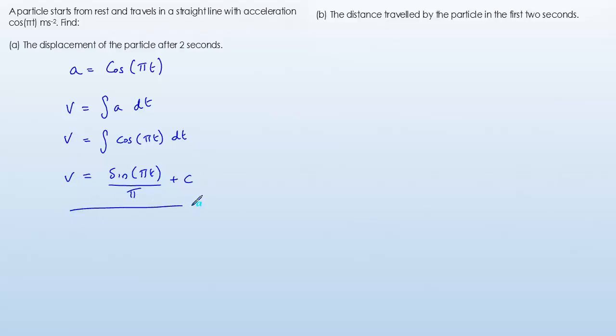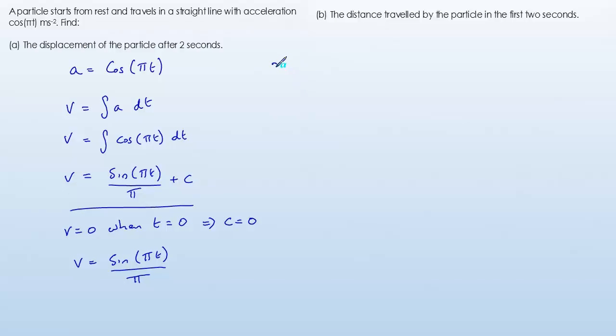Now we know that v is equal to 0 when t is equal to 0. Sine of 0 is 0, so that means that c is equal to 0 as well. So v is just going to be sine pi t all over pi.